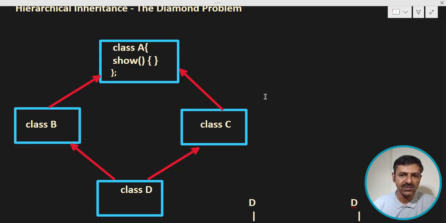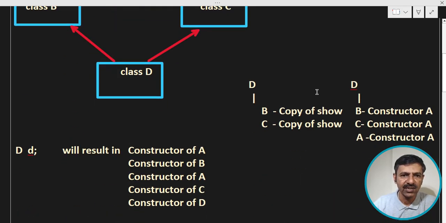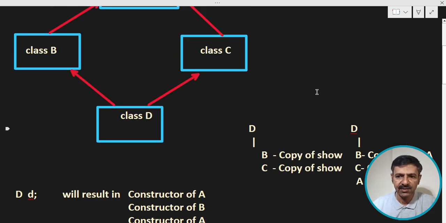Just to see what happens when we have an inheritance like this. Now you have a method show here. What happens when I inherit into B? There will be a copy of show here, and C also will have a copy of show. But when you inherit both B and C into D, which one to inherit? A copy of this or this? So this ambiguity will result, and accordingly we have to sort this out. And again the constructors will be a problem.